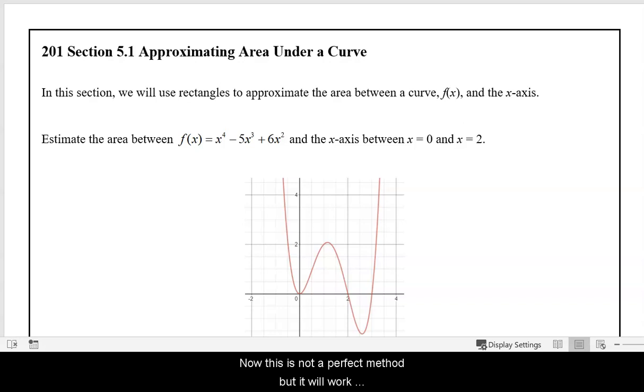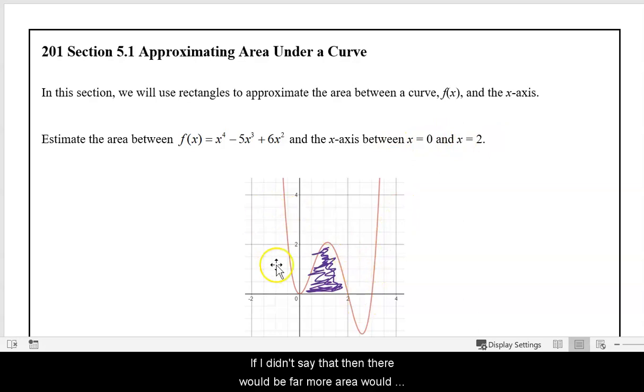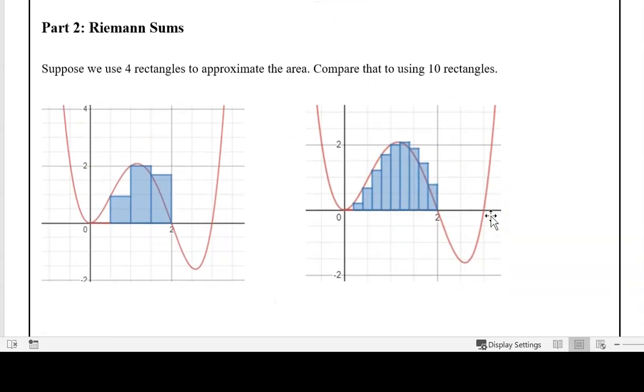Now, this is not a perfect method, but it will work somewhat to find the area under the curve. When we find the area under the curve, we're always talking about the area here between the x-axis and the curve. I'm having trouble coloring within the lines. So again, when we're looking at the area, we're talking about the area between the curve and the x-axis. You'll notice that up here I said between the values x equals 0 and x equals 2. If I didn't say that, then there would be far more area I would need to include. Let's take a look at how we might want to do this.